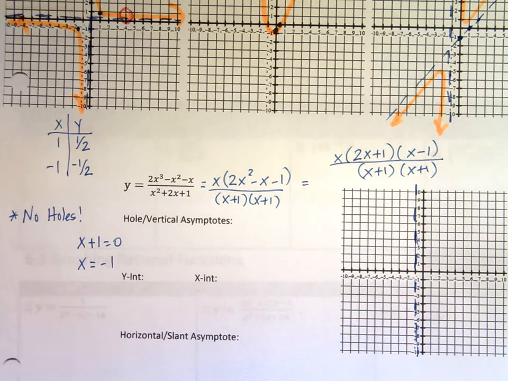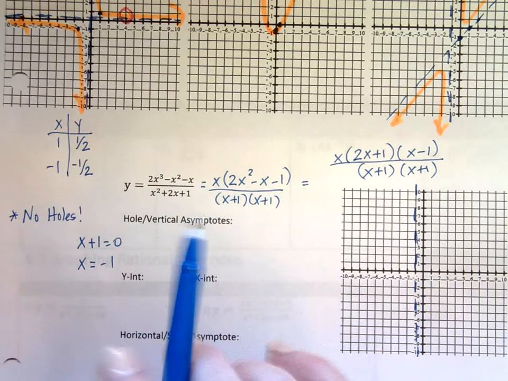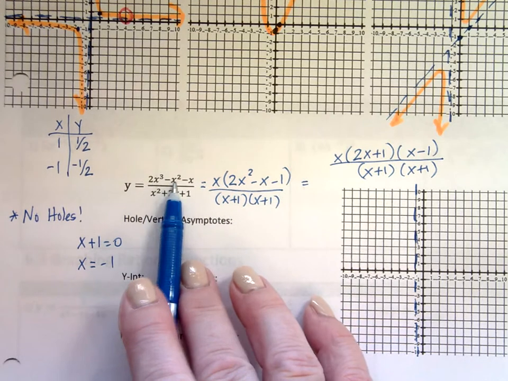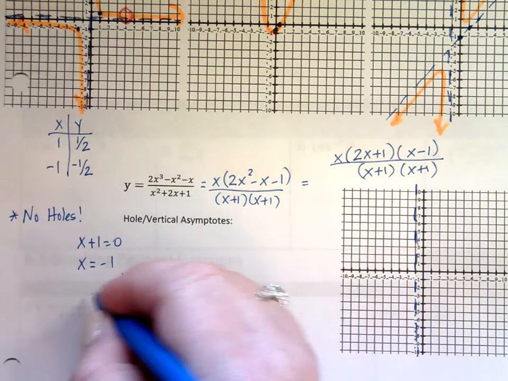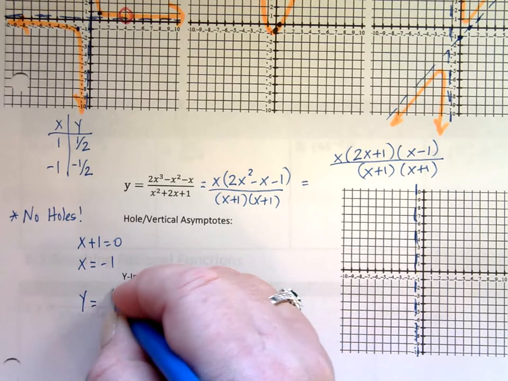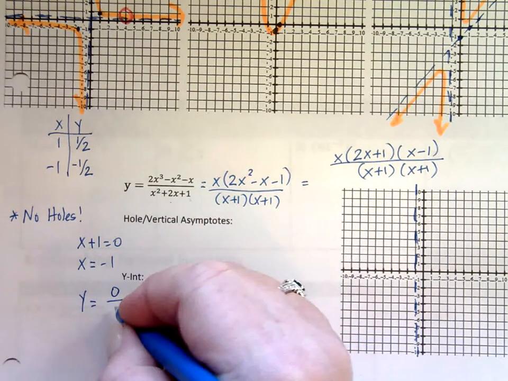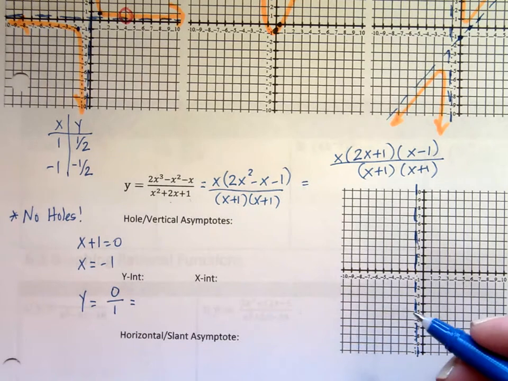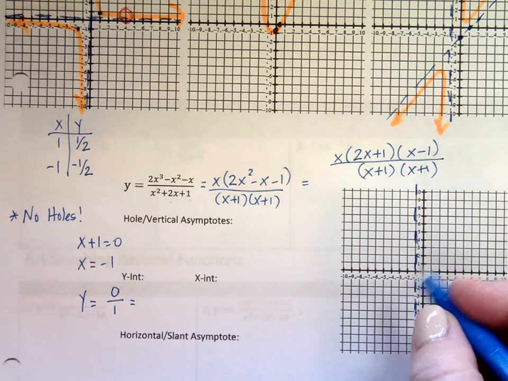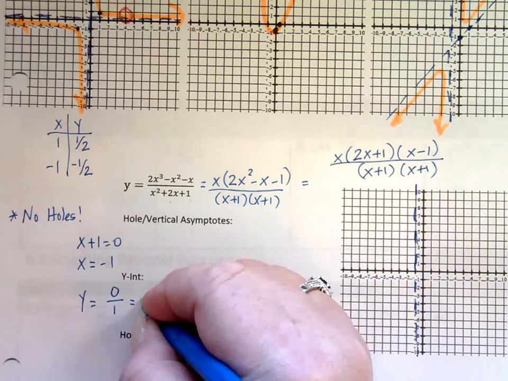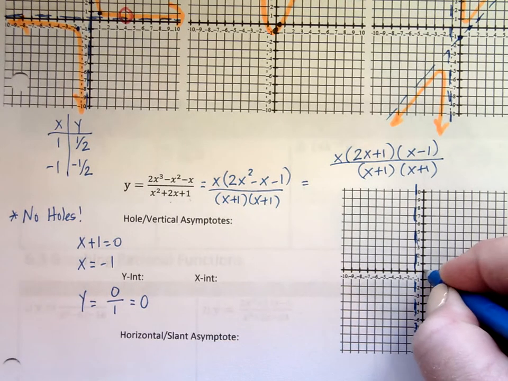My y-intercept. Well, my y-intercept is when I let the x's be 0. So I have 0 on top, and I have a 1 on the bottom. 0 over 1 is good. You can have that. You just can't have a 0 in the denominator. So this is 0. So y equals 0, I have an intercept right there. Put him on your graph.